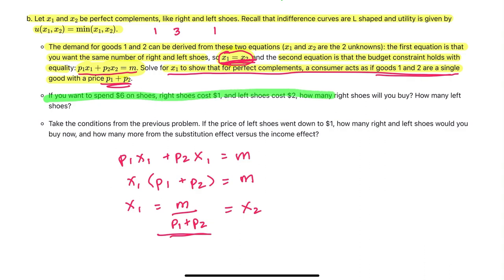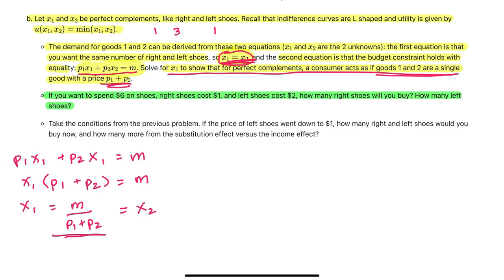If you want to spend $6 on shoes, right shoes cost $1 and left shoes cost $2, how many right shoes will you buy? How many left shoes? So according to what we just derived right here, our x1 would be equal to x2, which is equal to our income, which is 6 here, divided by P1 plus P2. One of them costs $1, the other costs $2, and so 6 divided by 3 will be 2. We're going to buy 2 right shoes and 2 left shoes.